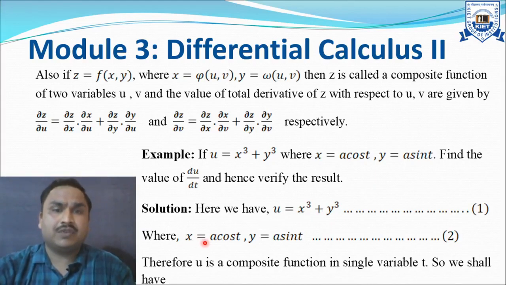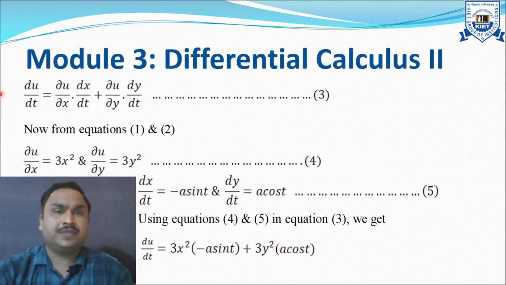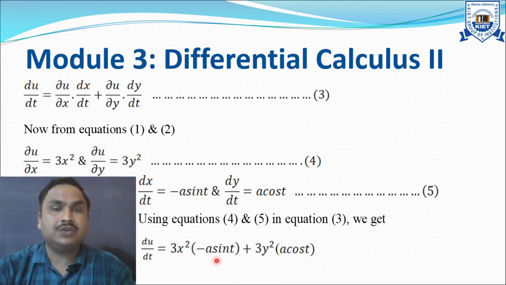Similarly, from equation 2, dx/dt will equal minus a sin t, and dy/dt will equal a cos t. Putting values of all these derivatives in equation 3, we get du/dt equals 3x², value of ∂u/∂x, into minus a sin t, value of dx/dt, plus 3y², value of the partial derivative with respect to y, into a cos t, value of dy/dt.